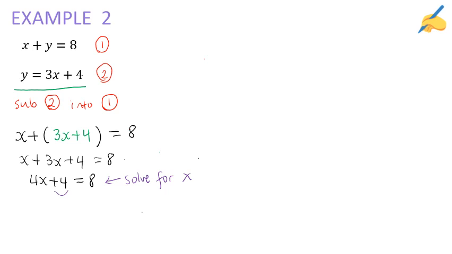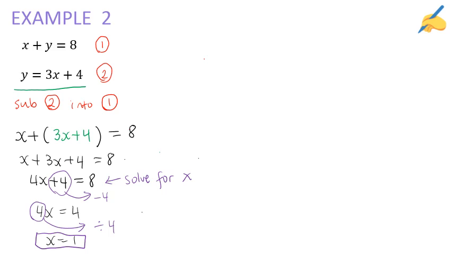So I'm going to subtract this 4 over to this side, subtract 4. So I've got 4x equals 4. And then I need to divide by 4. So x equals 1. 4 divided by 4 is 1. So I know that x equals 1 is my first point of my intersection.